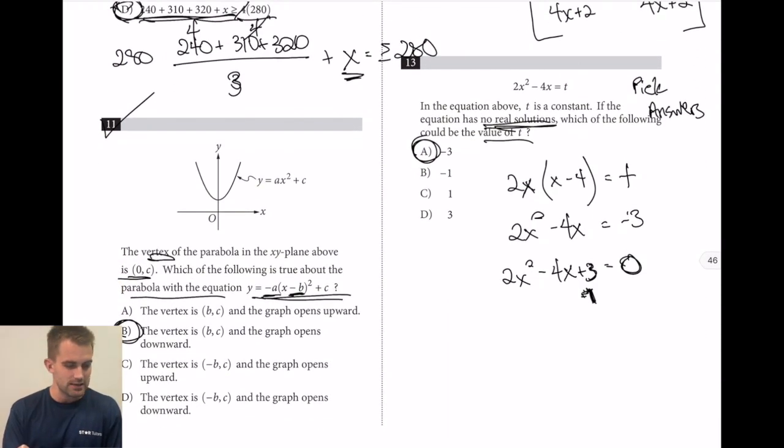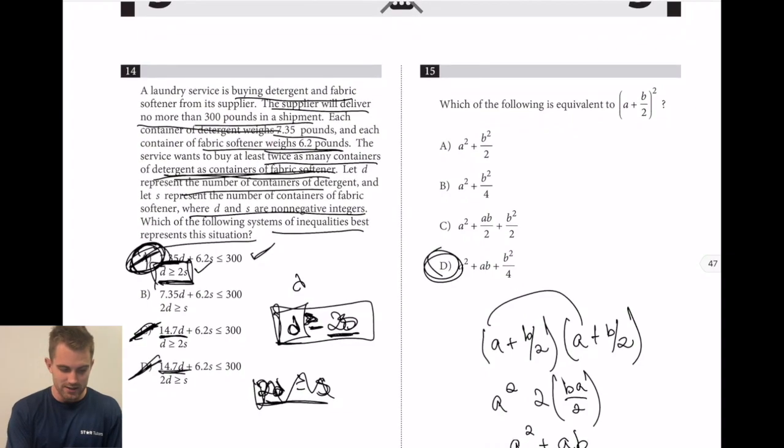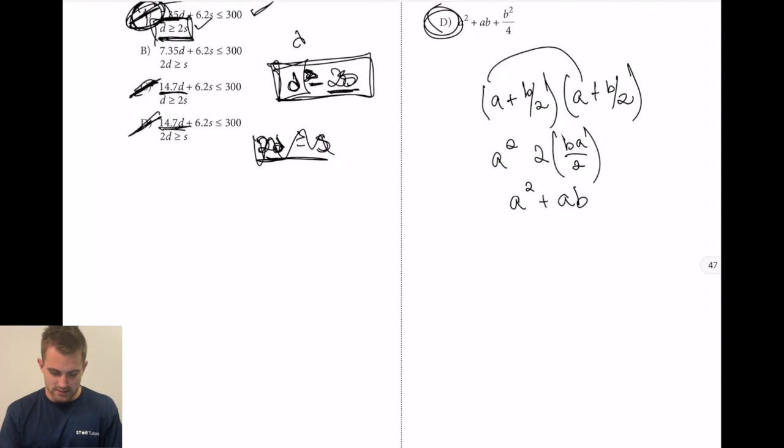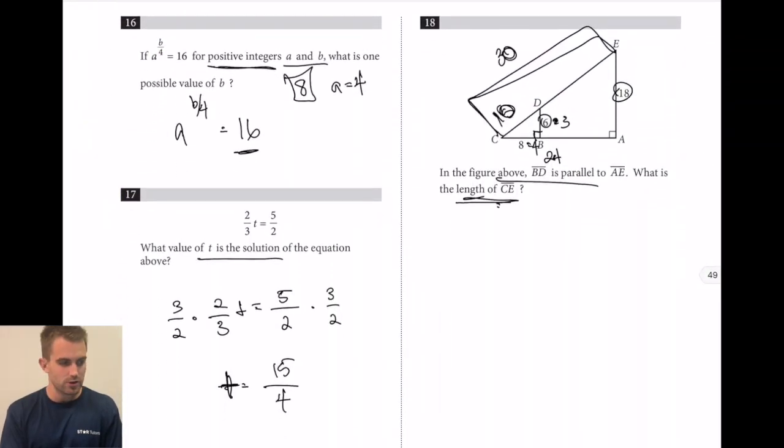Number 13 is A. That was correct. Number 14 was A. That's great. I got that one. I saw this kind of at the end. 15 was D. That was right. 16. I felt good about these early ones, and you guys should too because they're early on in the test.